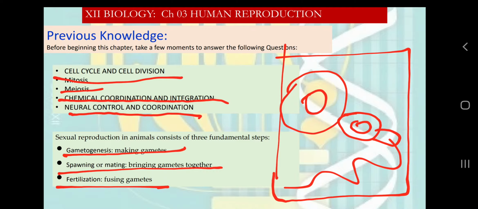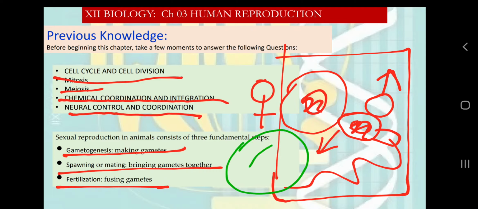What do you mean by male gamete? The sperm. What do you mean by female gamete? The egg. Both are haploid cells. When they fuse, they will make a diploid cell, which is the zygote. This is the essence of fertilization. This is the most important event in sexual reproduction.